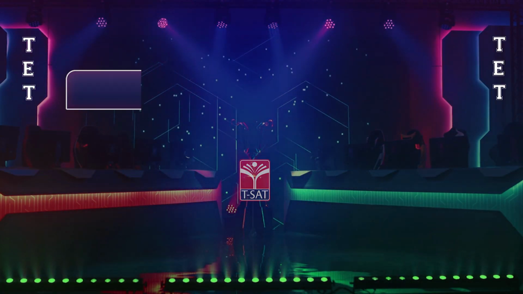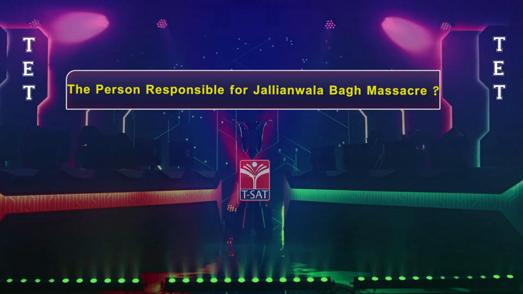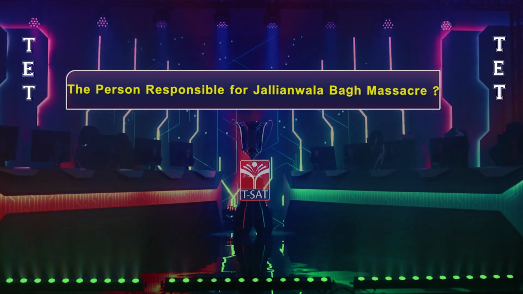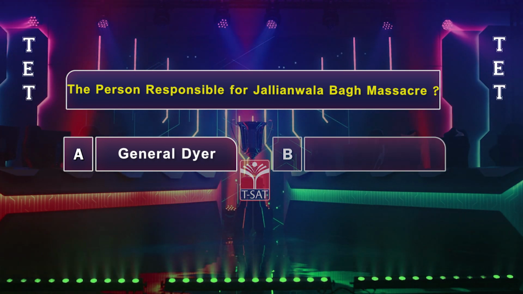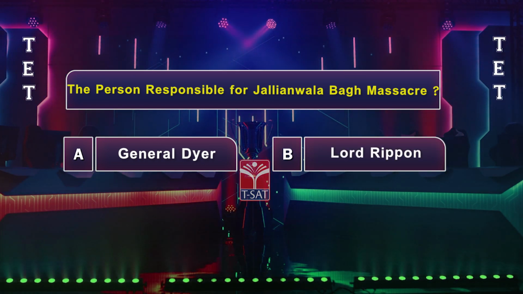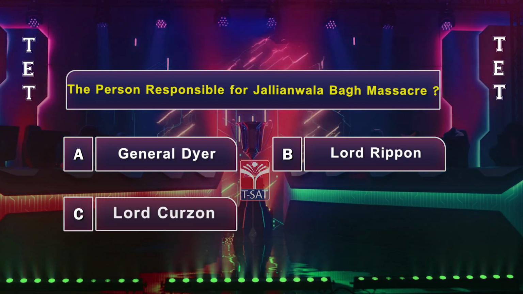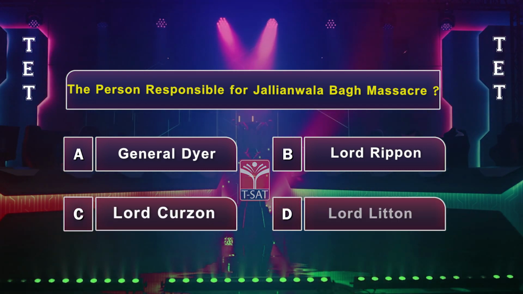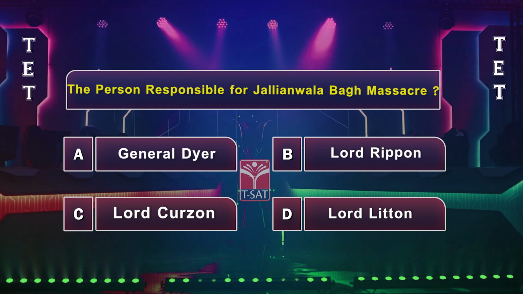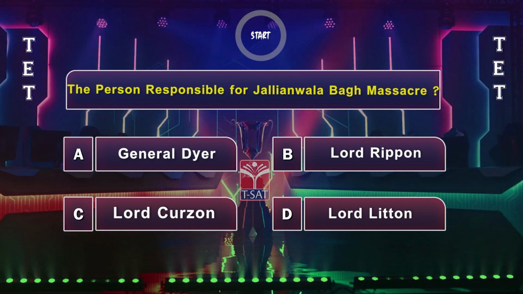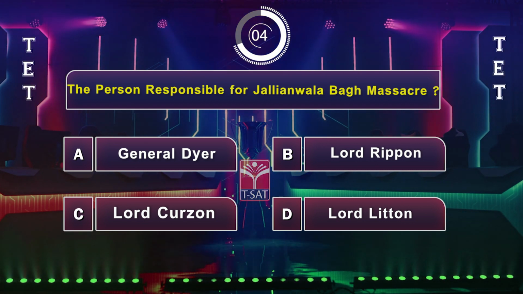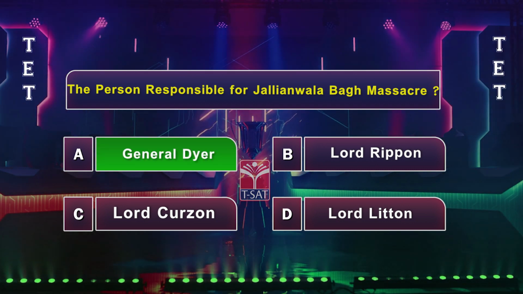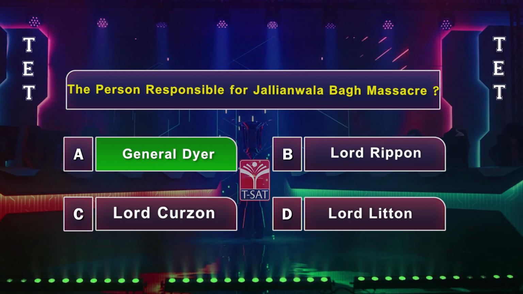20th question. The person responsible for Jallianwala Bagh massacre. Option A, General Dyer. Option B, Lord Ripon. Option C, Lord Curzon. Option D, Lord Lytton. Your time starts now. The correct answer is option A, General Dyer.